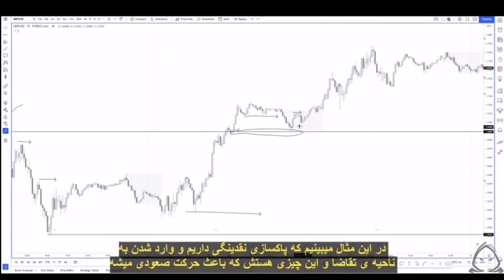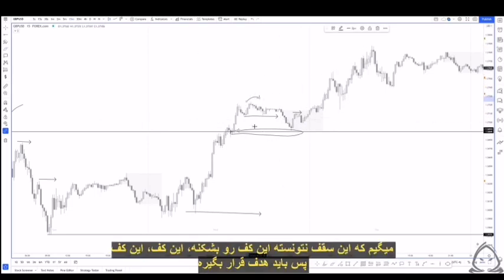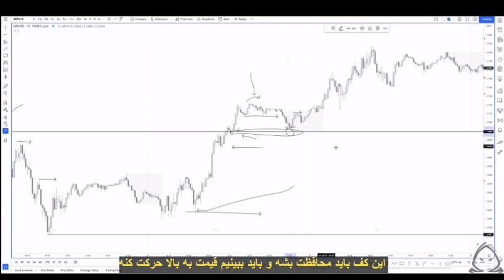In this case, what we can see is we get a sweep of liquidity and a tap into a demand zone, and that's what causes price to continue upside. We look at it in a different lens. We say that this high has failed to take out this low, this low, this low. Therefore, it should be targeted. This low should be protected, and we should see price run to the upside.